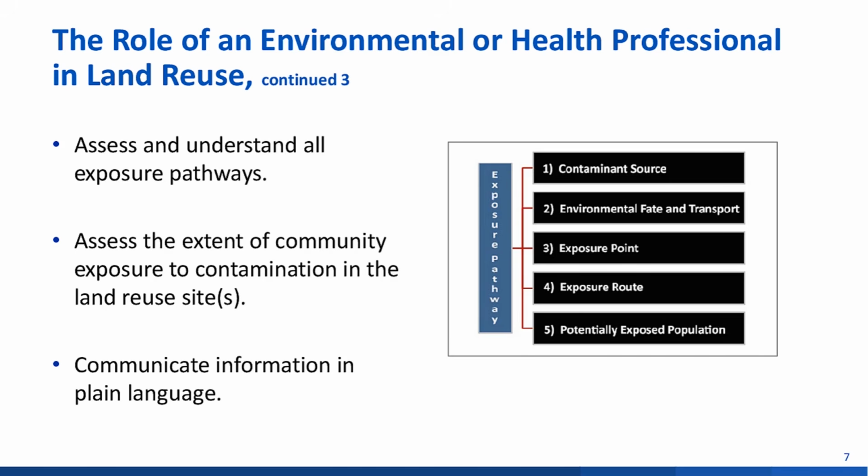5. Potentially exposed population. People are potentially exposed if one of the 5 elements is missing. Let's say that we have soil sample results from a neighborhood that shows several properties are contaminated with arsenic. People who live at other properties in the neighborhood are potentially exposed if their properties have not been sampled to confirm whether their soil is contaminated.